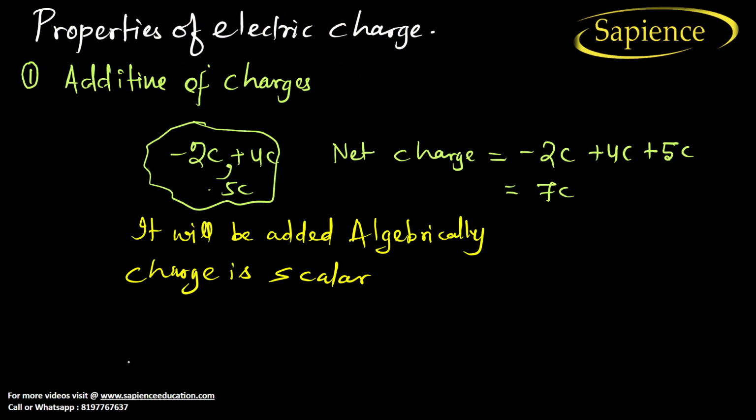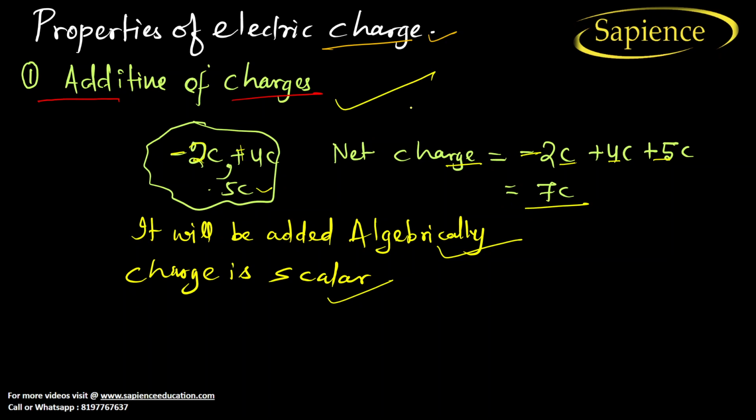Now let us move forward to the properties of electric charge. What are the properties of electric charge? We should discuss these things. The first and foremost property is additivity of charges. See here, additive means what? Generally, as per algebra, we can add here. So let us consider there is a minus 2 Coulomb charge, a plus 4 Coulomb charge and a 5 Coulomb charge. So the net charge will be minus 2 plus 4 plus 5, so this will be 7 Coulomb. So it will be added algebraically. Charge is a scalar, without changing any of the signs. Okay, I hope you have understood the additive nature of charges.